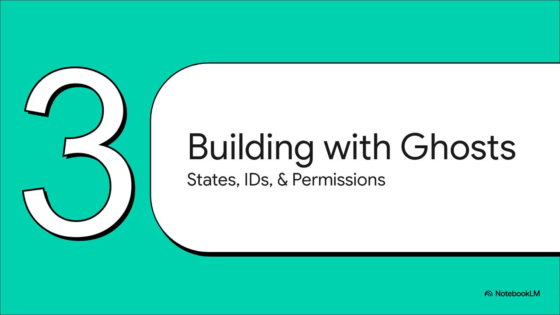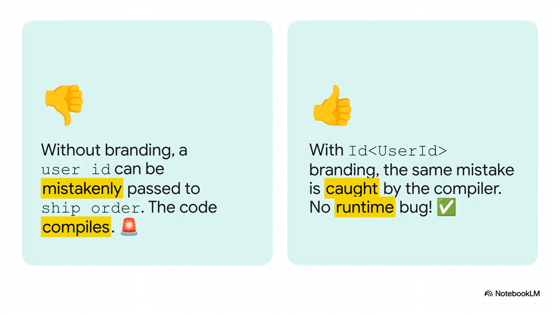Okay, theory is one thing, but let's see this ghost in action. We're going to walk through 3 killer patterns where this shines, creating distinct states, branding IDs, and even enforcing permissions. First up, ID branding. Look at the left. This is a disaster waiting to happen. A user ID and an order ID are both just numbers under the hood, so the compiler has no idea you shouldn't mix them.